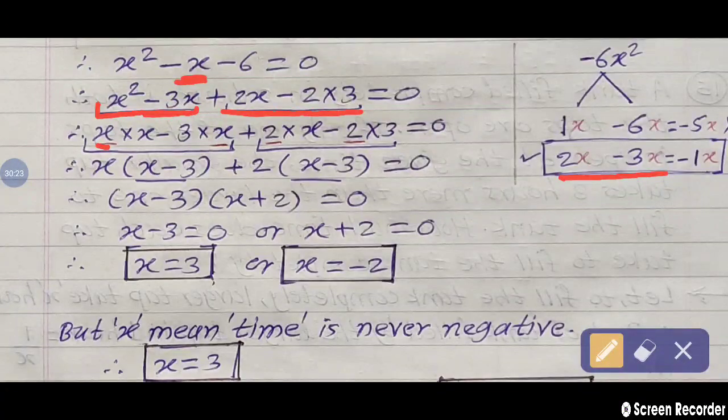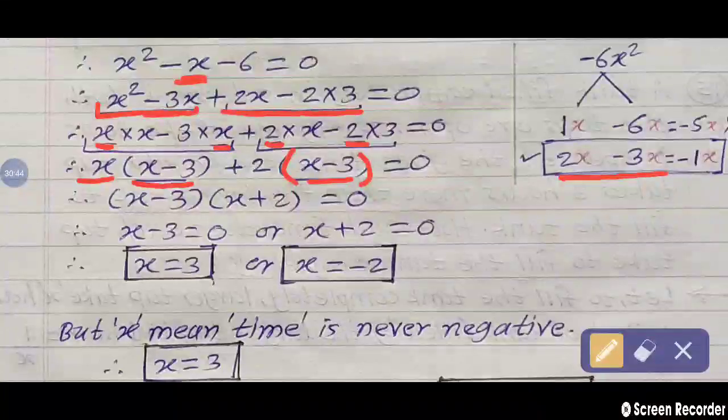So what is common here? Check. x is common in the first two terms, so x is common. What is remaining in the bracket? x minus 3. Third and fourth term, 2 is common. Check now here. 2 is common. So what is remaining in the bracket? x minus 3. So this bracket is the same. So write only one time, and write in the second bracket the remaining terms. So what remains? x plus 2, that we are writing in the second bracket.